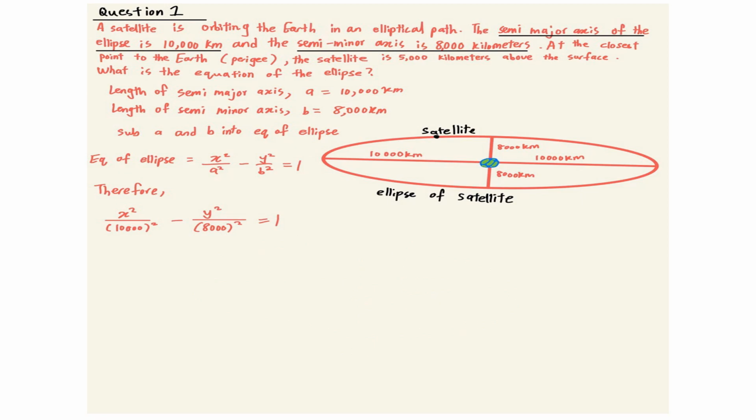From the question, we know that the length of the semi-major axis is 10,000 km and the length of the semi-minor axis is 8,000 km. So we represent the semi-major axis as a and the semi-minor axis as b. Now we are going to substitute a and b into the equation of the ellipse. The equation of the ellipse is x squared over a squared plus y squared over b squared equals 1. Therefore, we get x squared over 10,000 squared plus y squared over 8,000 squared equals 1.